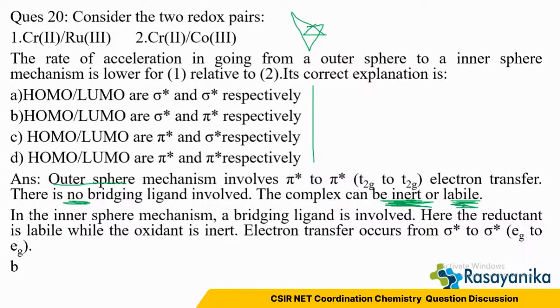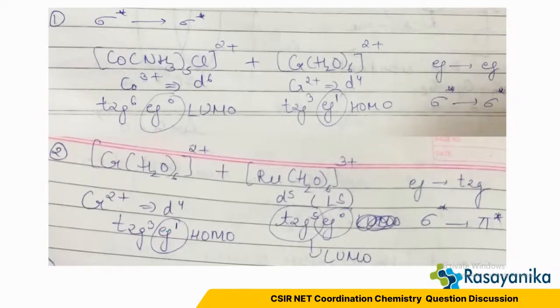So in the inner sphere mechanism, a bridging ligand is involved. You can see here there is no bridging ligand, but in the inner sphere there is a bridging ligand. Here the reductant is labile, while the oxidant is inert for the inner sphere. The reductant is the reducing agent and the oxidant is the oxidizing agent, right? So electron transfer occurs from sigma star to sigma star for the inner sphere, Eg to Eg. You can see Eg of one complex to Eg of another complex. Now, this is important.